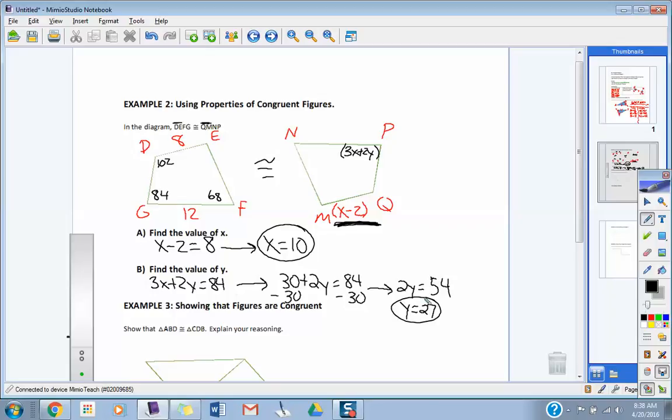If you can just understand what corresponding parts are, whether it's by the order in which stuff is listed or by how the diagram is shown, you're basically just setting stuff equal to each other today. All right? So we'll pick up the rest of this tomorrow. It gets a little more intense with this right here, but I think that'd be a good place to stop right there. What questions have you guys got so far?